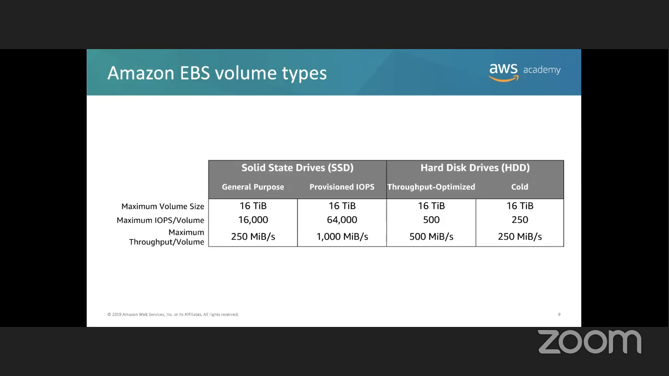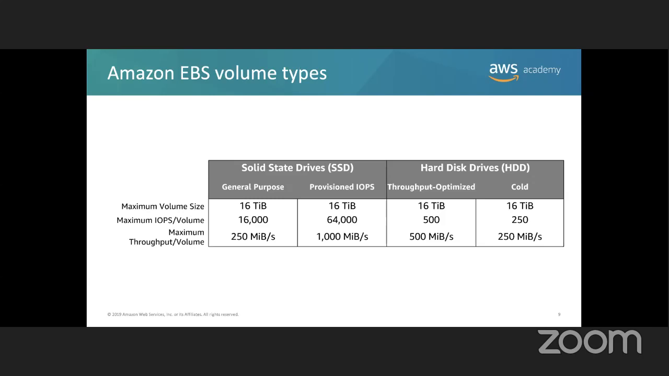Now, the maximum volume size for SSD is 16 TB. Don't forget that TB, it's more than a terabyte, okay? It's like, I think that 1 TB is like 1.1 terabytes. So it's a little bigger than a terabyte. As you can see, the four of them have the same maximum volume size, 16 TB, okay?